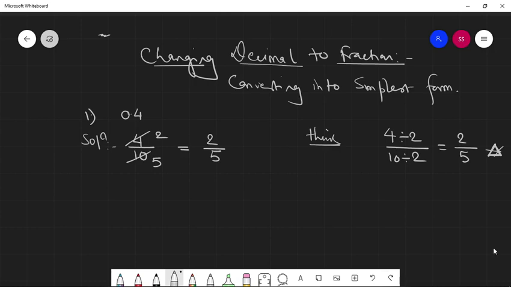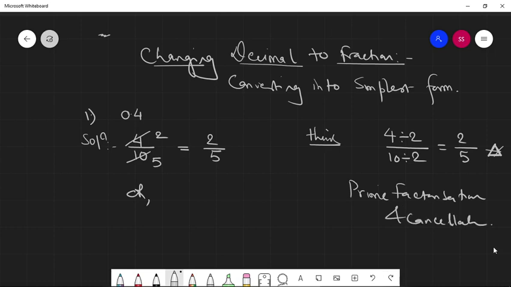Now, sometimes you may have a question: sir, can we solve this by another method? Yes, why not? We can solve this by the prime factorization method and cancellation.